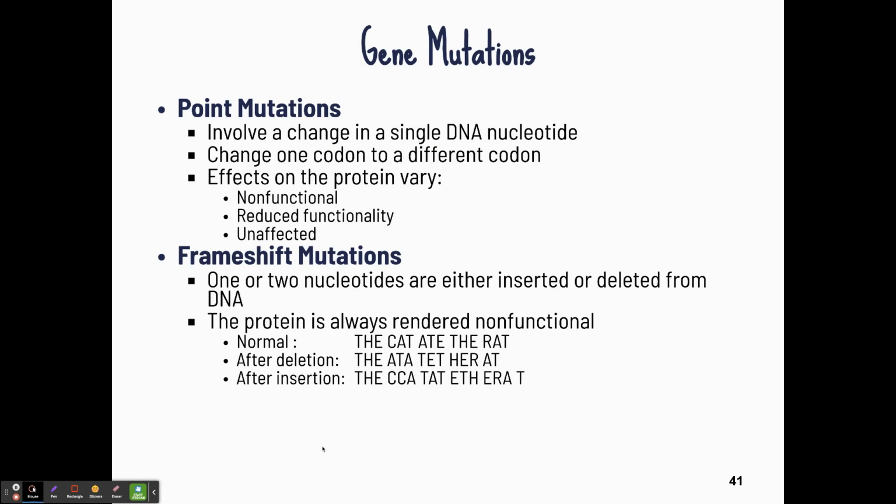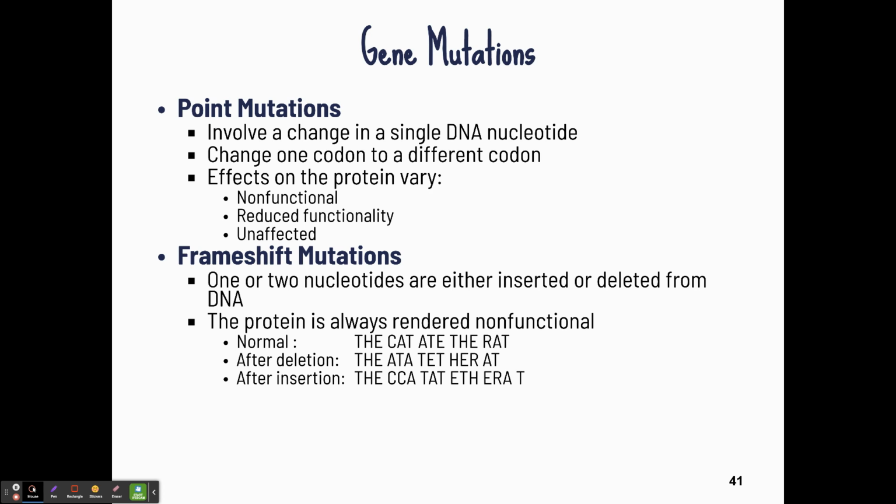All right, there are two types of mutations you have to know about: point mutations and frame shift mutations. Once again, we've seen these before. A point mutation involves a change in one DNA segment. If I change one section of DNA, or one letter, it changes the protein, so a change of one codon to a different codon. The effect on the protein varies. It can cause it to become non-functioning, it can reduce the functionality, or you can have an unaffected protein sequence.